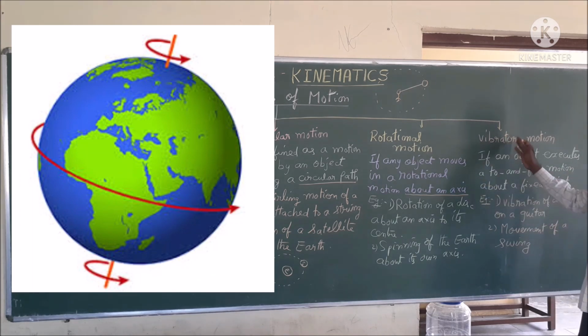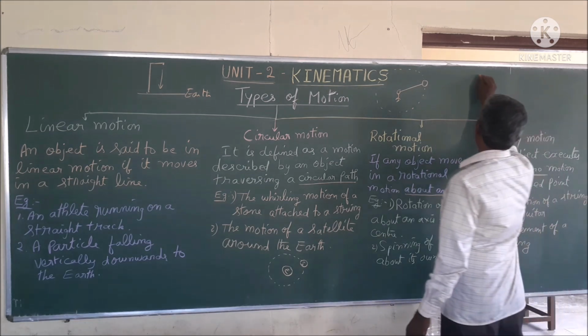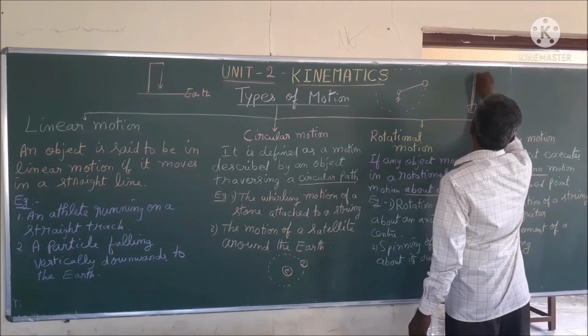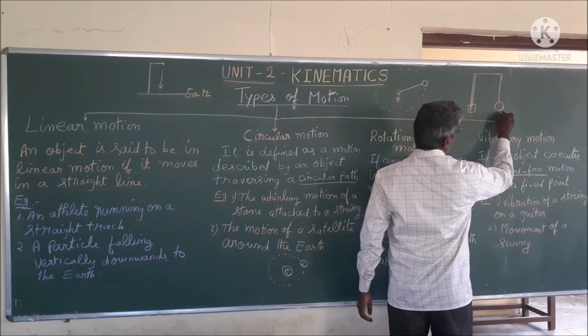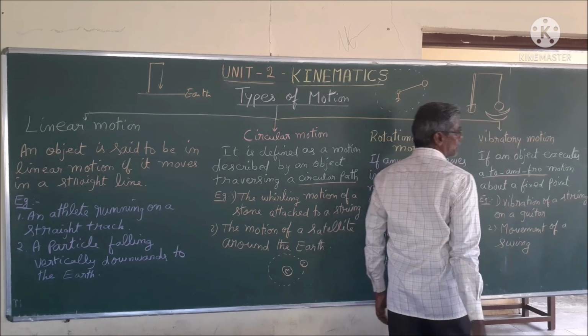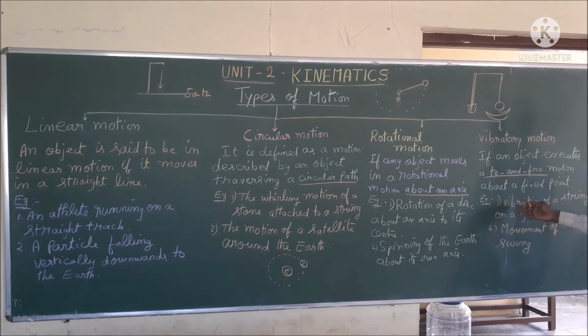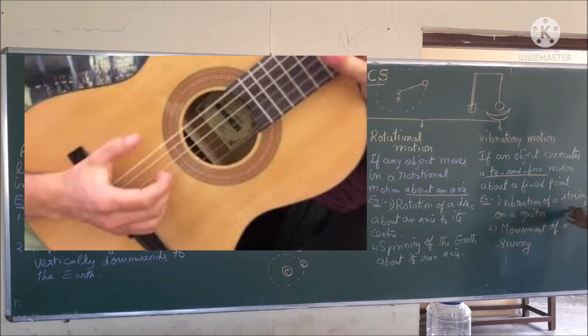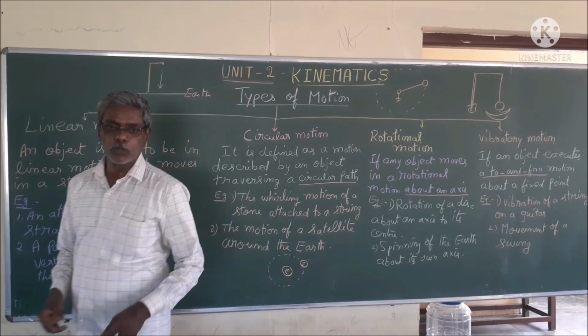And the last one is vibratory motion. It is to and fro motion. The to and fro motion, we can call vibratory motion. Example, I can take a simple pendulum. This simple pendulum will start moving to and fro. This is an example of vibratory motion. The other examples are vibration of a string on a guitar, then movement of a spring. These are all 4 types of motion.